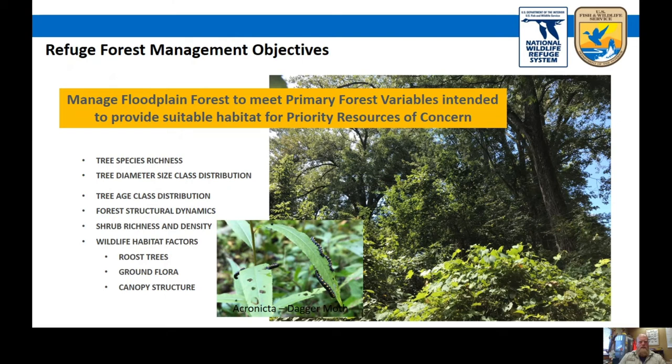based on our priority resources of concern life histories, like bat roost trees, diverse ground flora to provide myriad forage resources for birds and bats, like the dagger moth caterpillars on Persicaria there on the right, as well as canopy structure preferred by certain priority birds of concern.